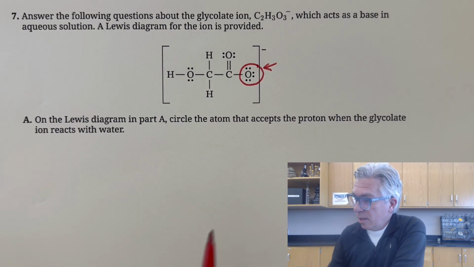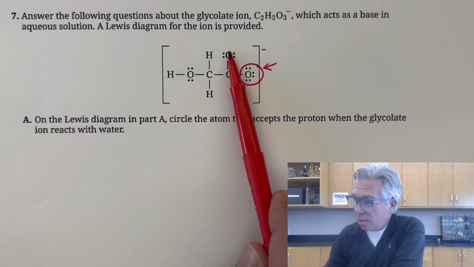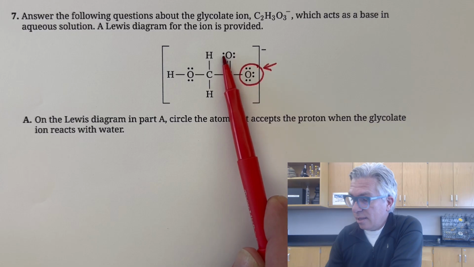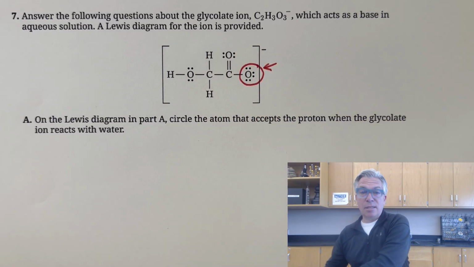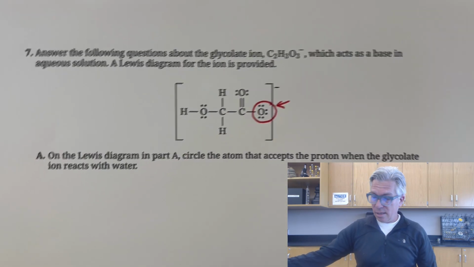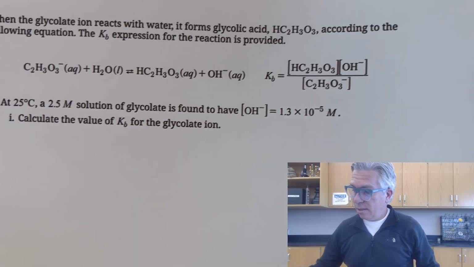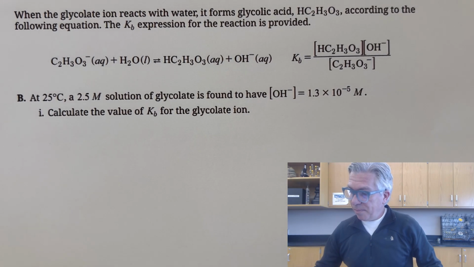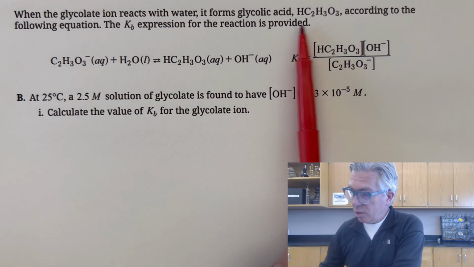which is where that hydrogen is likely to attach to. That would give us a carbon double bonded to an oxygen, single bonded to another oxygen with the hydrogen on the end. And that grouping is indicative of a carboxylic acid common in organic compounds. So hopefully you circled that right-handed oxygen. When the glycolate ion reacts with water, it forms glycolic acid, which is this.